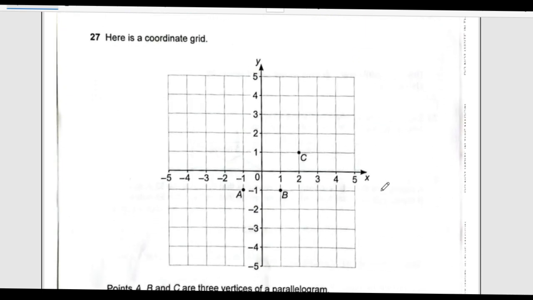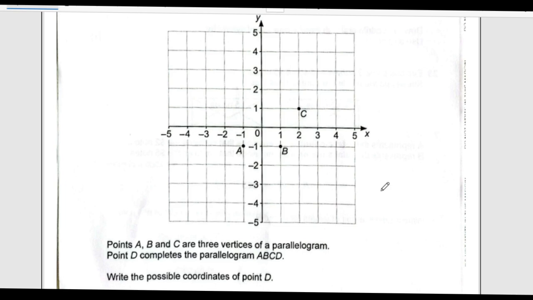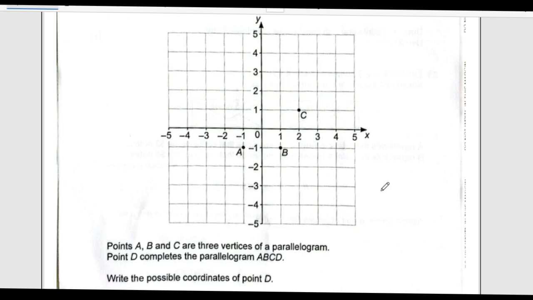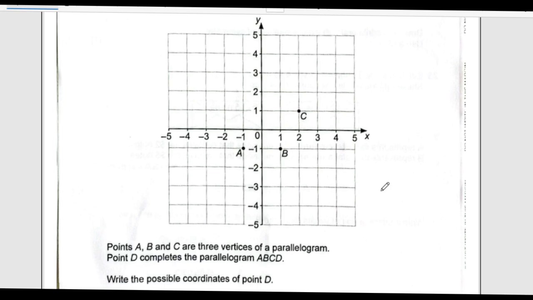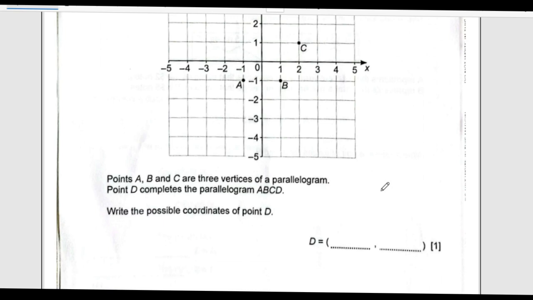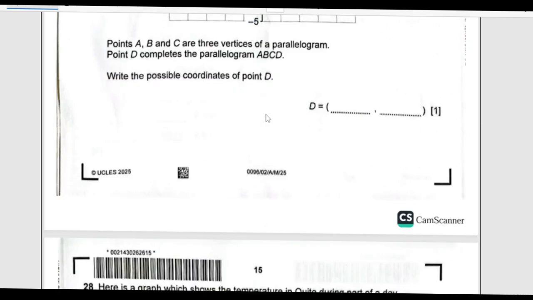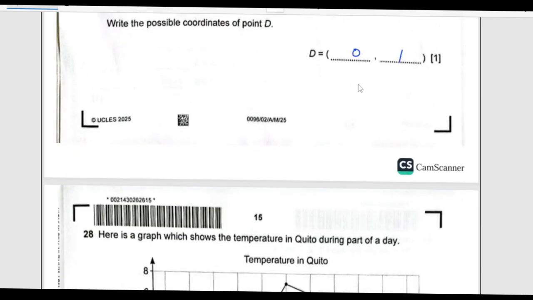Number 27, here is a coordinate grid. You can see plot A, B, C, 3 vertices of the points A, B, C are 3 vertices of the parallelogram. Point D completes it. Then write the possible coordinates of D. Okay. So, if you join, that will make your work easier. If you join this here, right. So, you see your point should come here to make it a parallelogram. So, point D is here, which has the coordinates 0 and 1. So, it is 0 and 1, right.